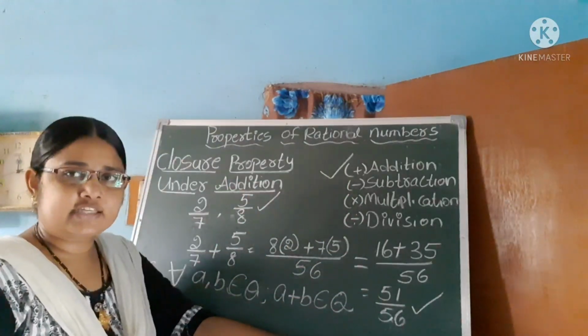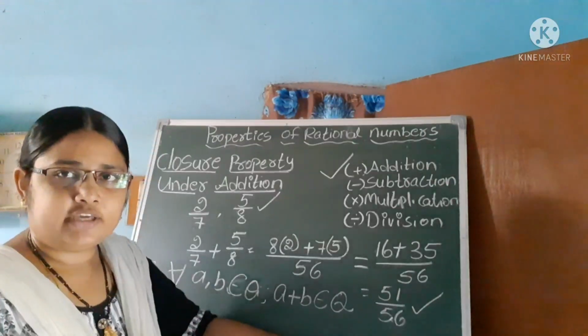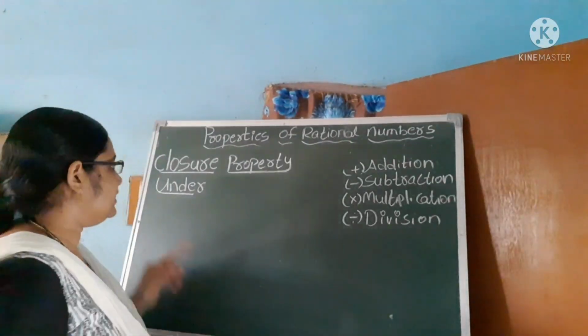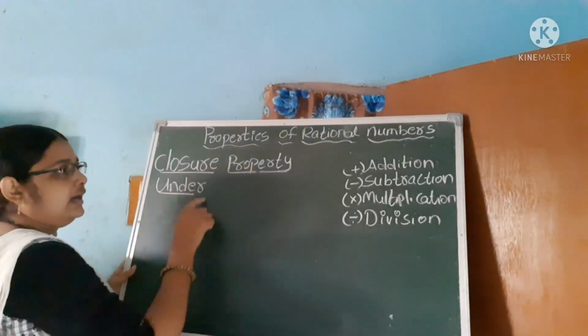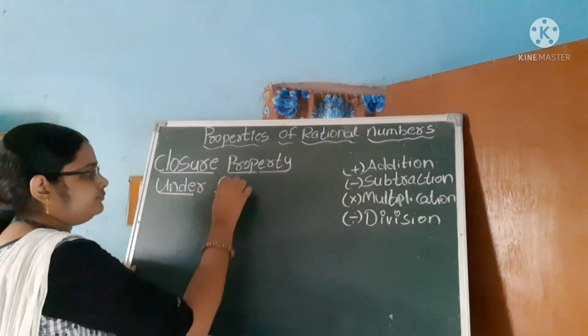So, shall I move to the next binary operation, subtraction? Okay. Next one is closure property under subtraction.